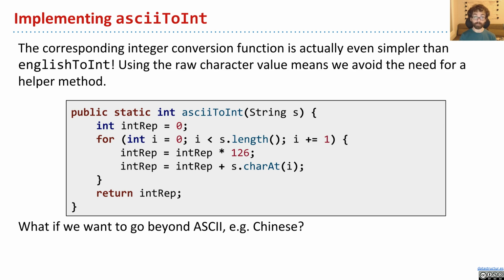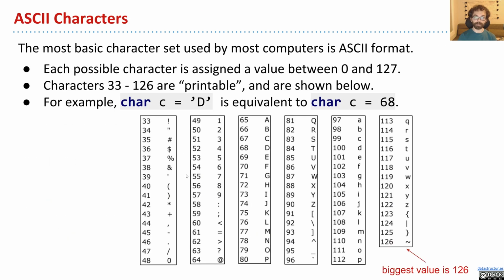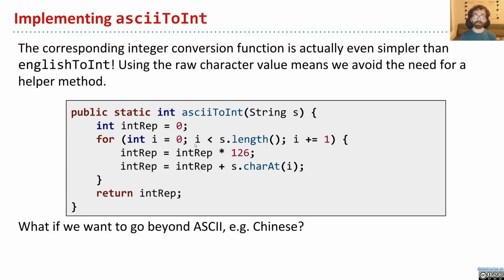Now, the corresponding implementation for this turns out to be even simpler than our English to int method we had before. Because we're using the raw character value, that is the official ASCII values, we don't need a helper method to convert, for example, the letter B into the number 2. We just use whatever the letter B is. As we said before, that's 98. So this is a very short function, ASCII to int. The only difference here is we're not using a helper function, and we're using base 126.